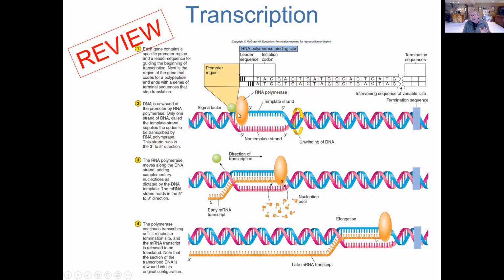And this RNA polymerase, as I said, is going to move along the DNA until it gets to the end called the termination sequence or region, and then we will be done with transcription. But what's happening from the time we start in the promoter to the time we end at the termination sequence? That's what you have to understand.